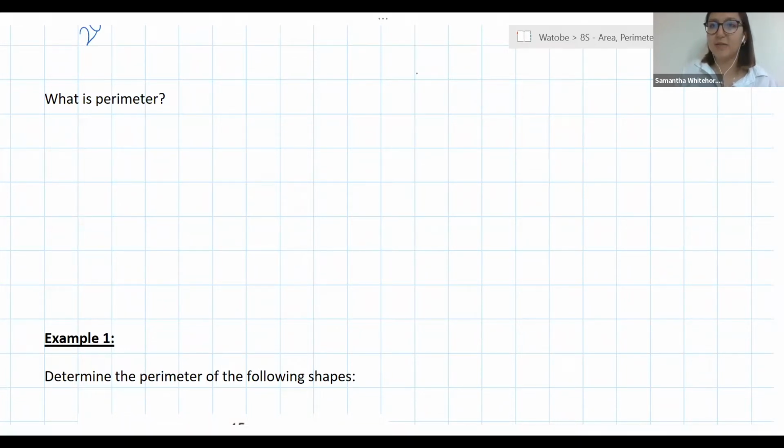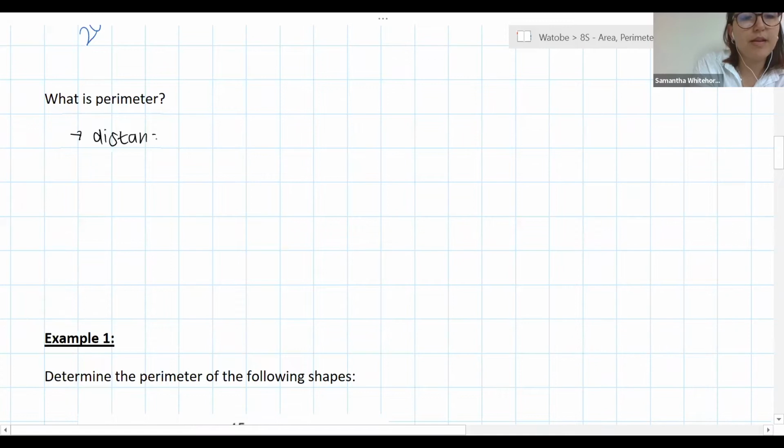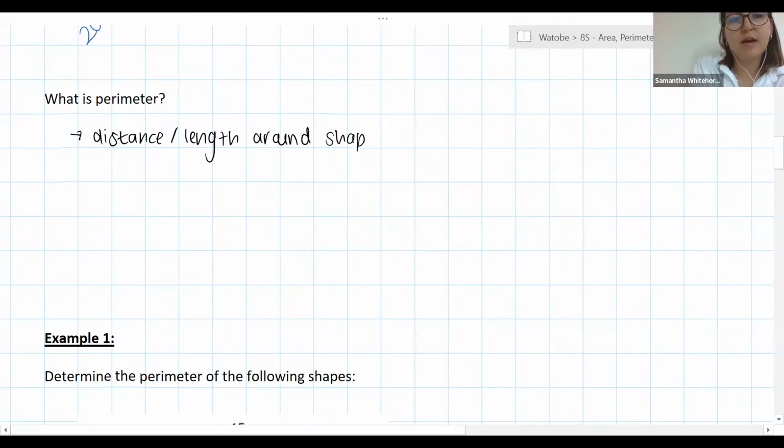Yay. So Bang, what is perimeter? Perimeter, ma'am, is the distance on the outside of a shape. Excellent, well done. So perimeter is basically the distance or the length along the outside lines of my shape. All right, so it is the distance or the length around a shape. And we can find perimeter by adding these outside lengths together.